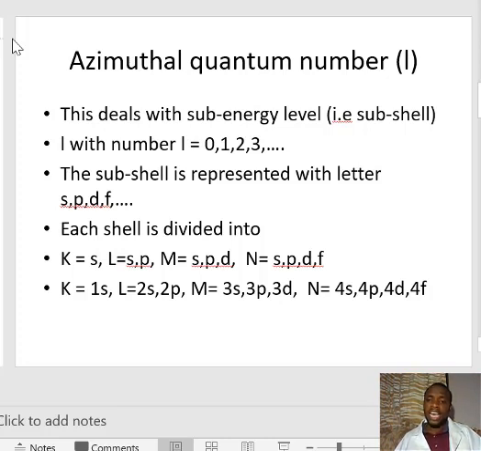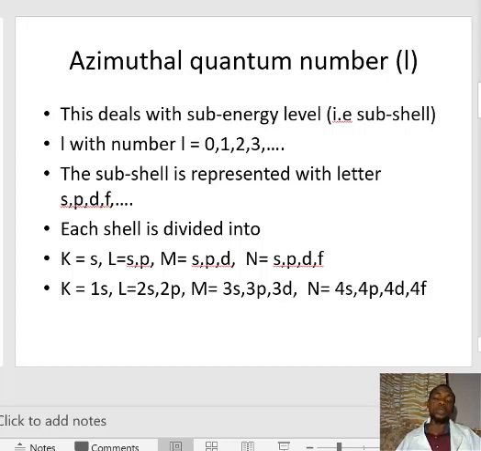Now, each shell is divided into these subshells, meaning the s, p, d, and f. The first shell, which is K shell, is divided into s only, meaning we have only one subshell in K shell. While in L shell, we have two subshells, s and p. In M, we have s, p, and d. While in N, we have s, p, d, and f.